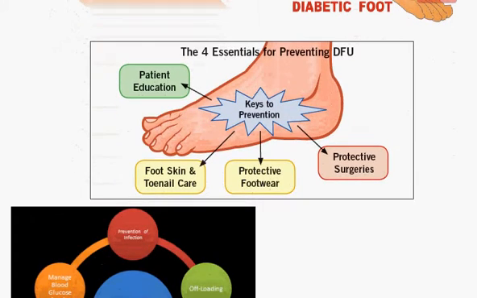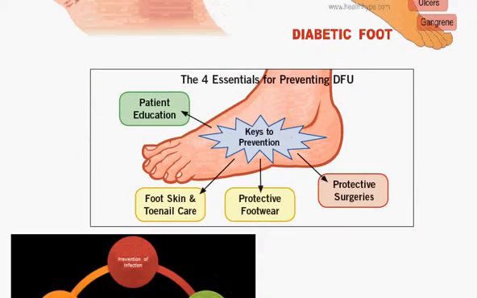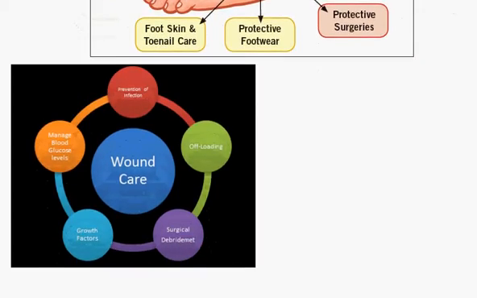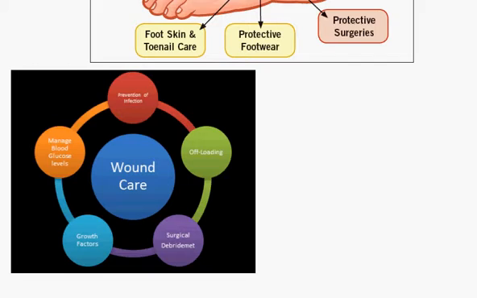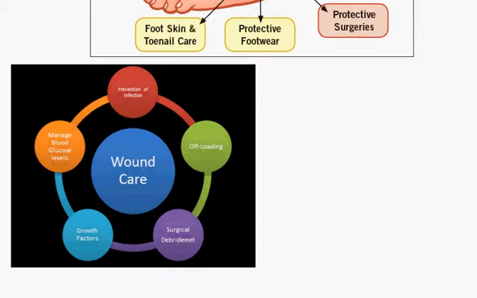First of all, we have four essential points for preventing diabetic foot ulcer. Okay, the patient should be well educated about his case. You have to control his blood sugar, the medication, the protective footwear, and foot, skin, and internal care. Okay, we have actually four important things to prevent or to treat the acute case of diabetic foot, or the diabetic foot management.